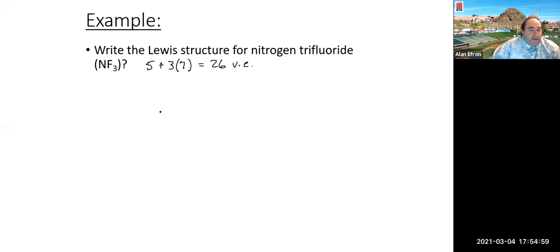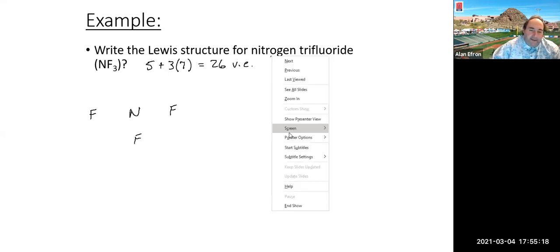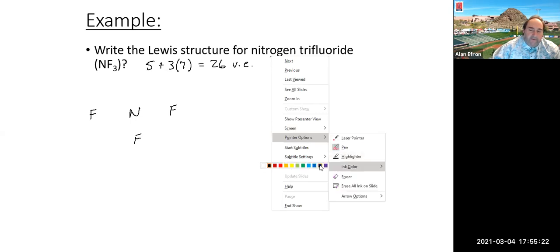Now, in this particular case, we could think about a logical arrangement. Logically, nitrogen goes in the middle, as it is the least electronegative. Fluorine, being the most electronegative, would not be in the middle. At this point, we have our logical arrangement, and we have our total number of electrons.